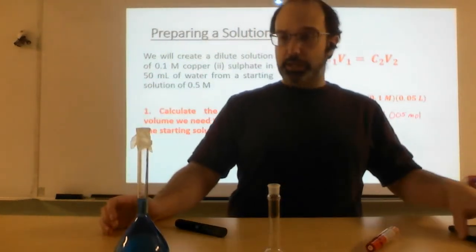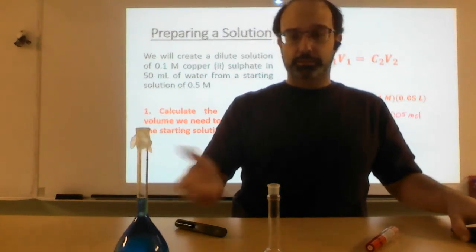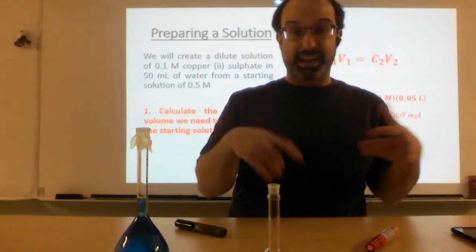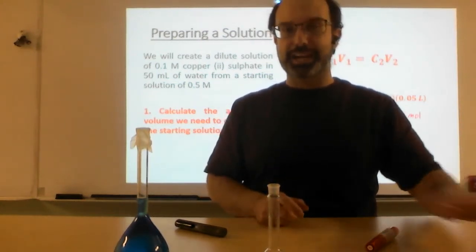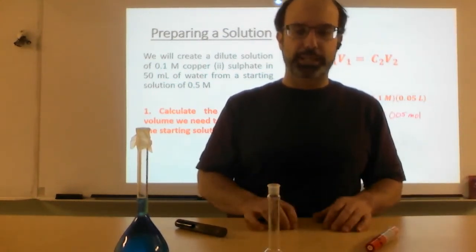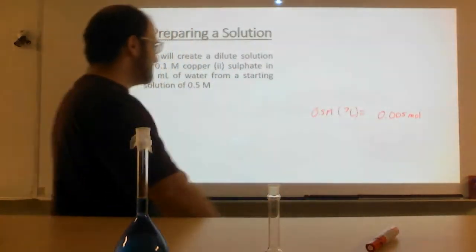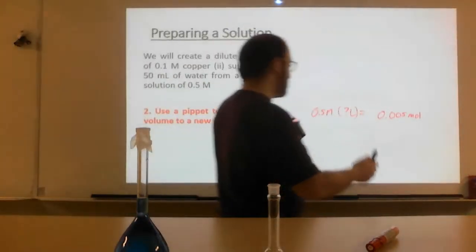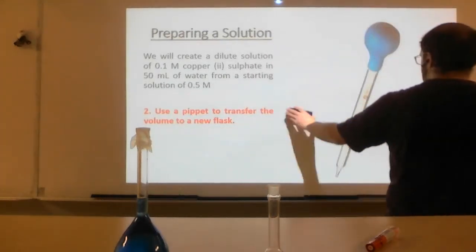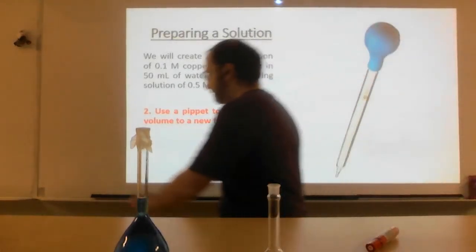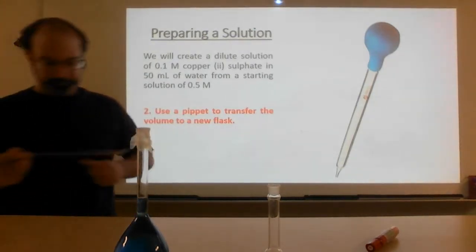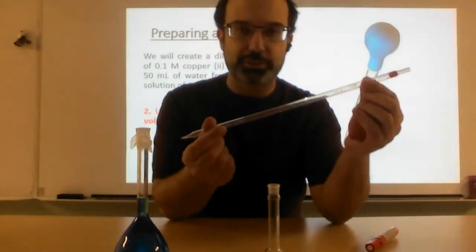So, how am I going to get it out of here? Unless it's going to pour, I can't do that. Do I have another even smaller volumetric flask where I can measure out 10? No, not really. The method we're going to use to extract it is called a pipette. And a pipette, they come in a variety of forms. Here's one. The one we're going to use is this guy here. This is called a volumetric pipette.